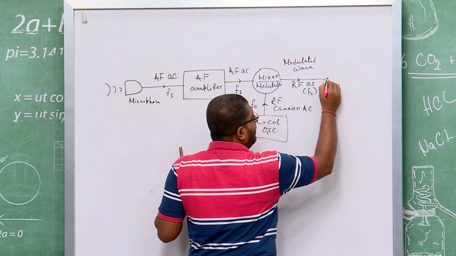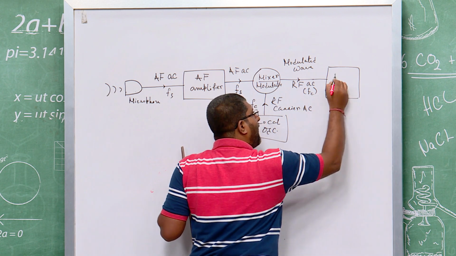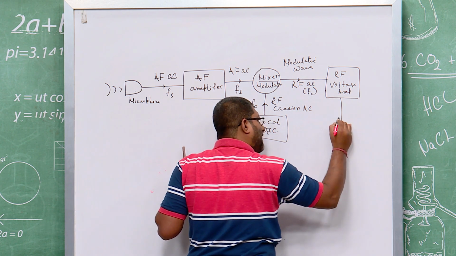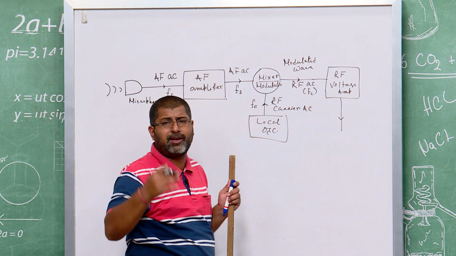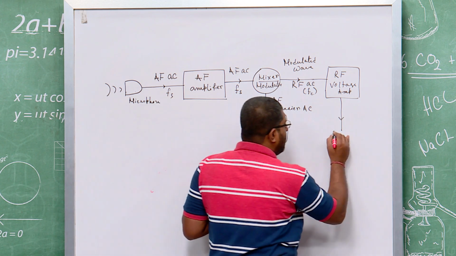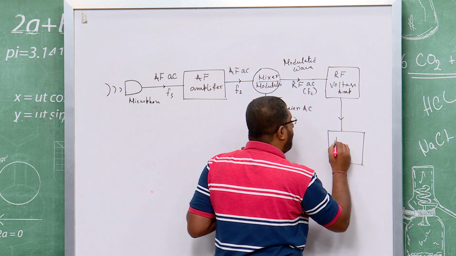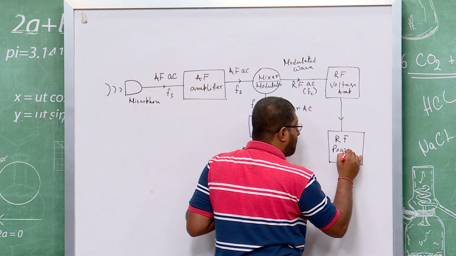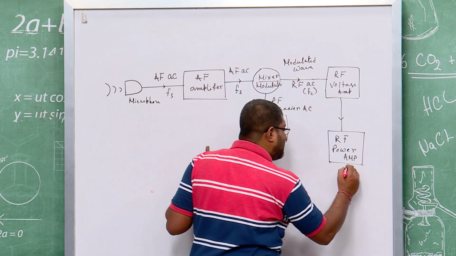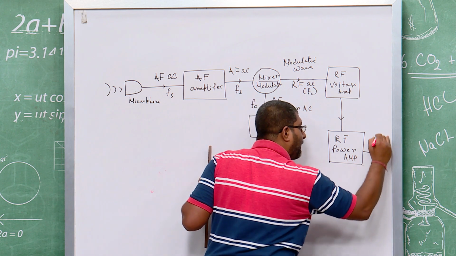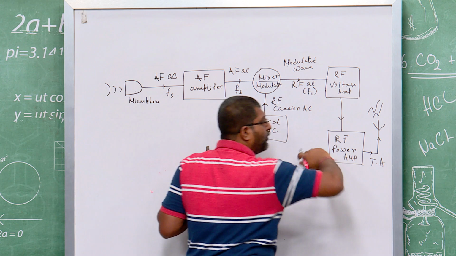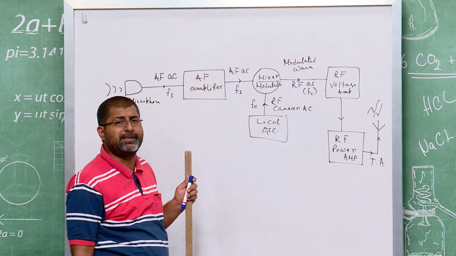This is now fed to an RF voltage amplifier, where the voltage level of the signal is enhanced. There are several stages of voltage amplifiers; basically, there are 2 or more stages of voltage amplifier to enhance this signal. Then this is fed to one RF power amplifier, where the power level of the signal is enhanced. Now, this is fed to an antenna. This is your transmitting antenna, which sends this modulated signal into space.